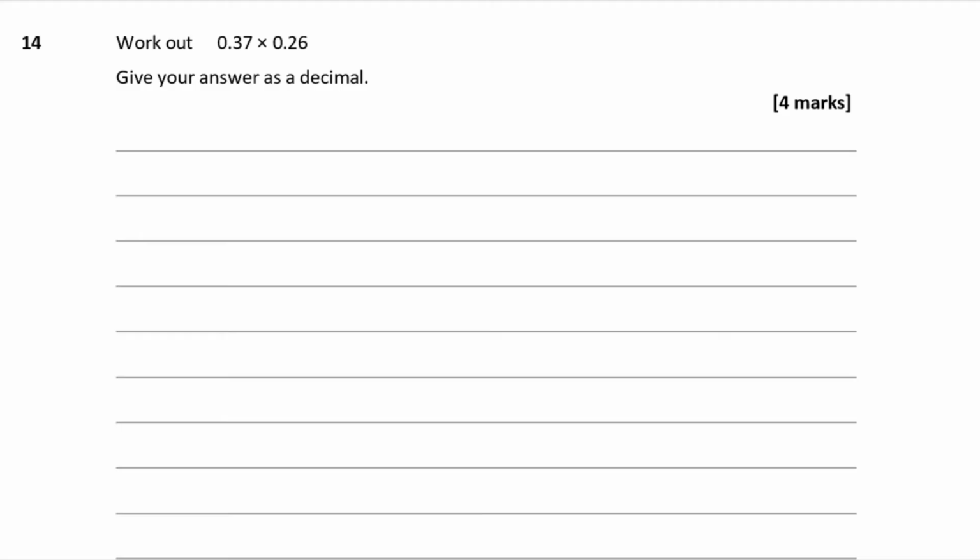Question 14. Work out 0.37 times 0.26. Well, I'm going to work out 0.37 times 0.26. Okay, 7 6s are 42, so that's 2 carry 4. 3 6s are 18 plus the 4 is 22, so that's 2 carry 2. And in the next row, I'm going to add a 0. 7 2s are 14, that's 4 carry 1. 3 2s are 6 plus the 1 is 7.